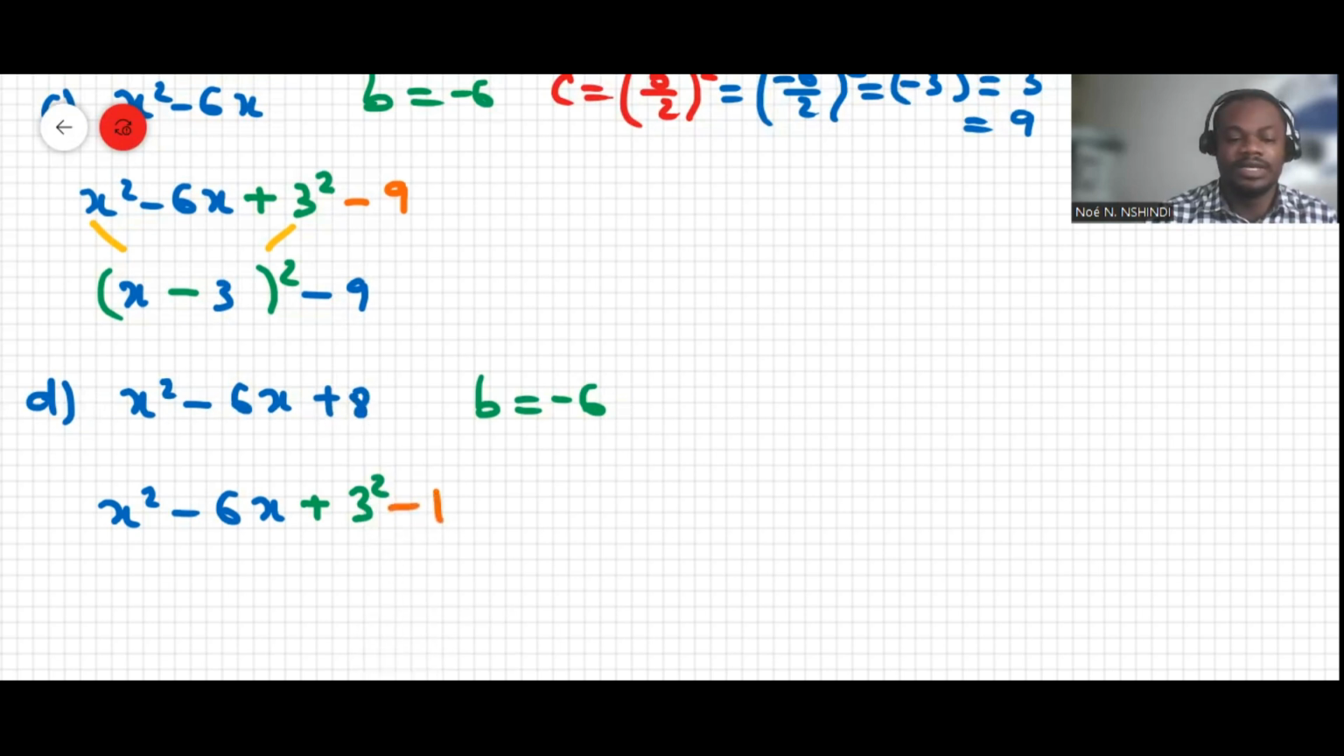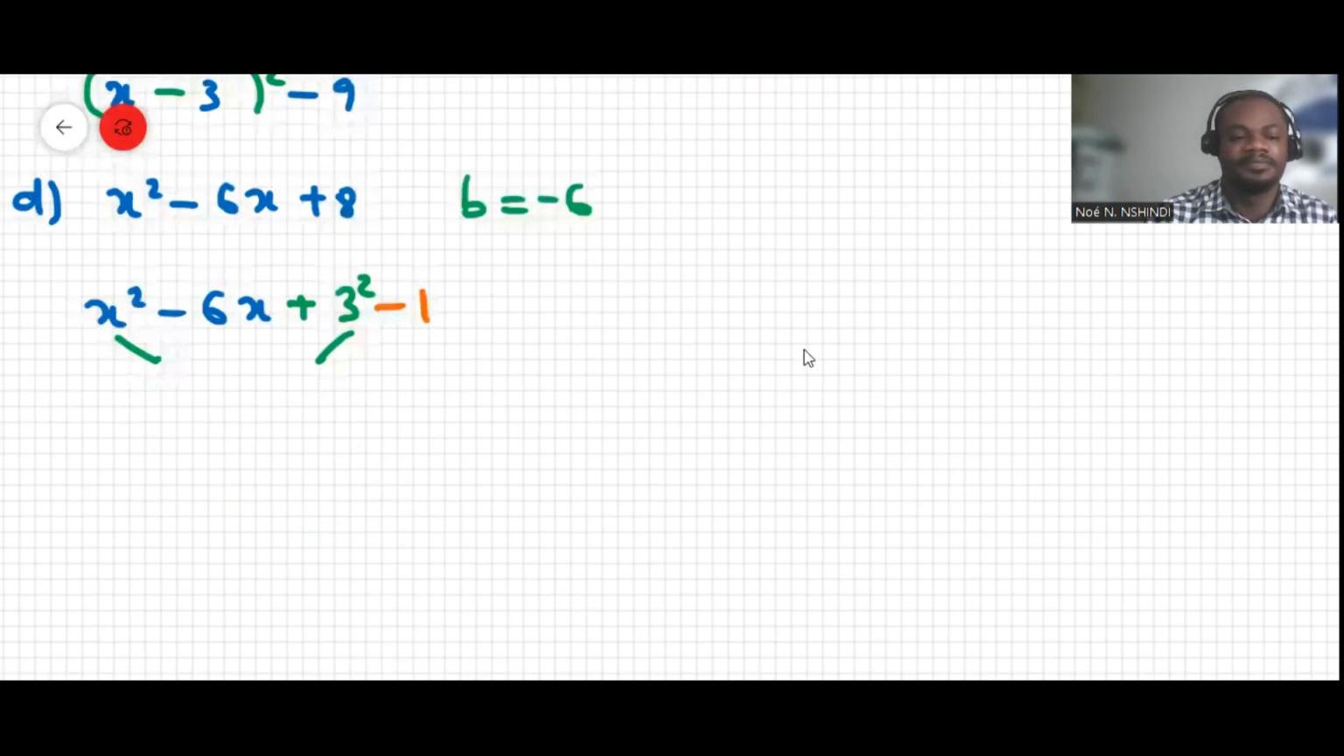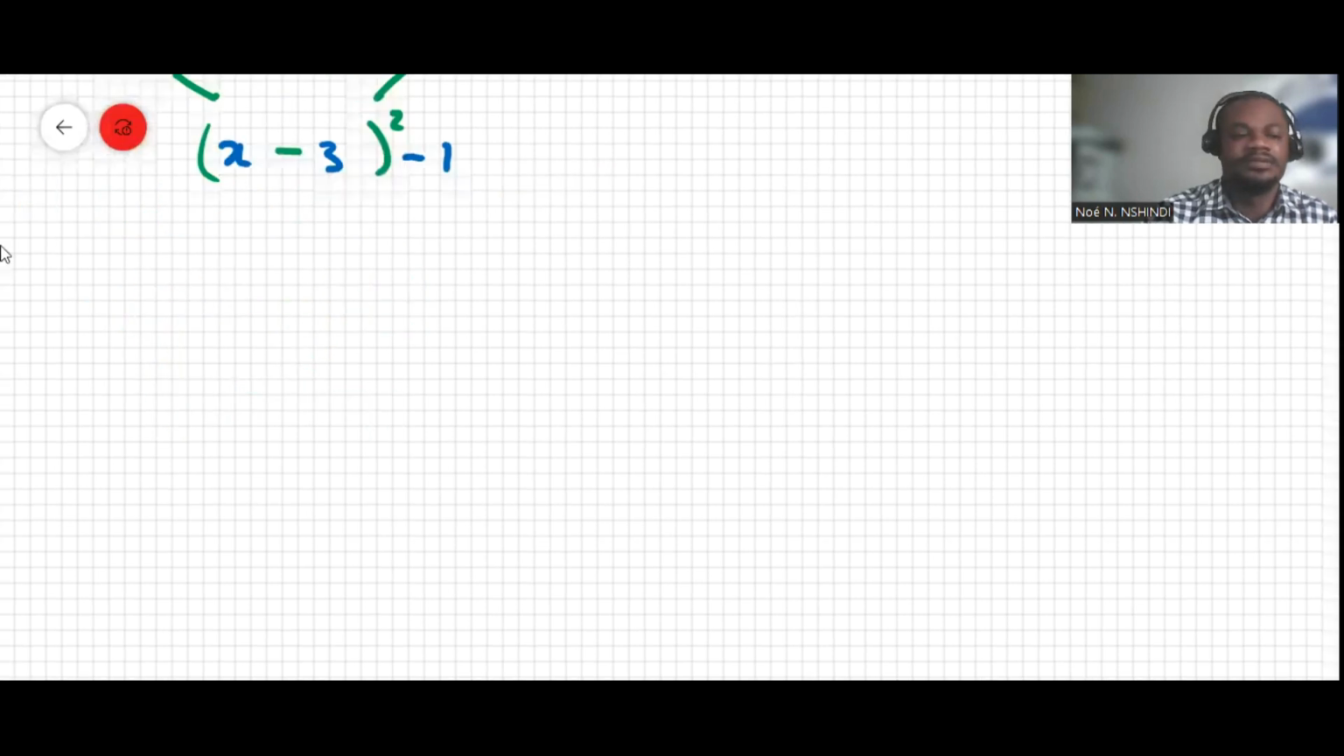Okay, minus 1 because 9 minus 1 is just 8. So we just want to take the basis here, the basis there, and then this will be to the power of 2, and the sign of the middle term, and then that's going to be (x minus 3) squared minus 1. Okay. We can continue. We can do question E. E is given by x squared minus 8x plus 10.